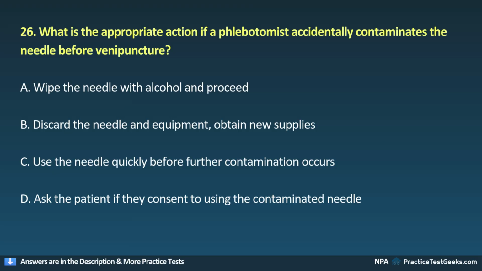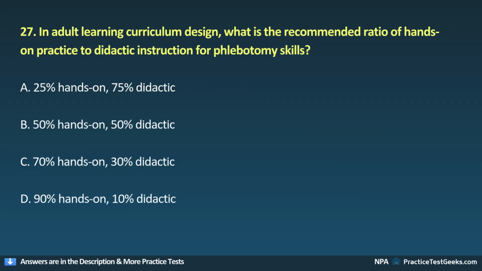26. What is the appropriate action if a phlebotomist accidentally contaminates the needle before venipuncture? A. Wipe the needle with alcohol and proceed. B. Discard the needle and equipment, obtain new supplies. C. Use the needle quickly before further contamination occurs. D. Ask the patient if they consent to using the contaminated needle.